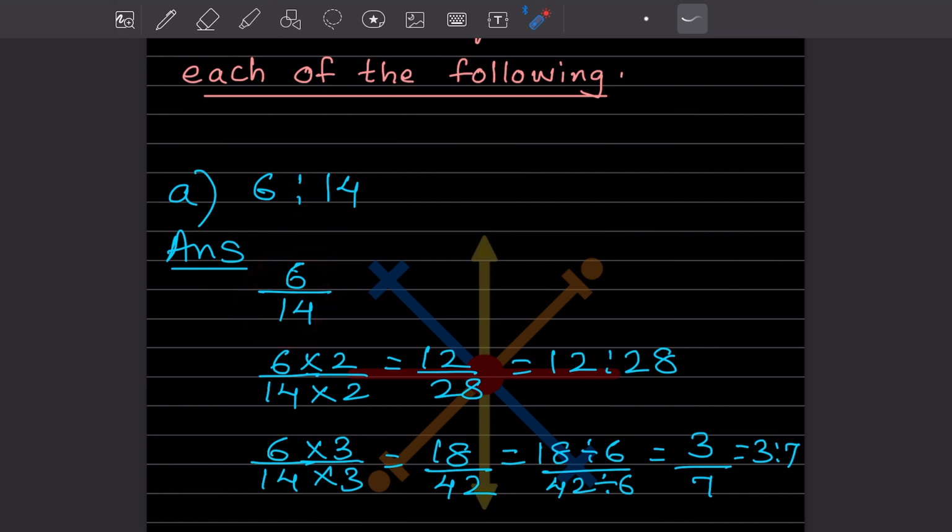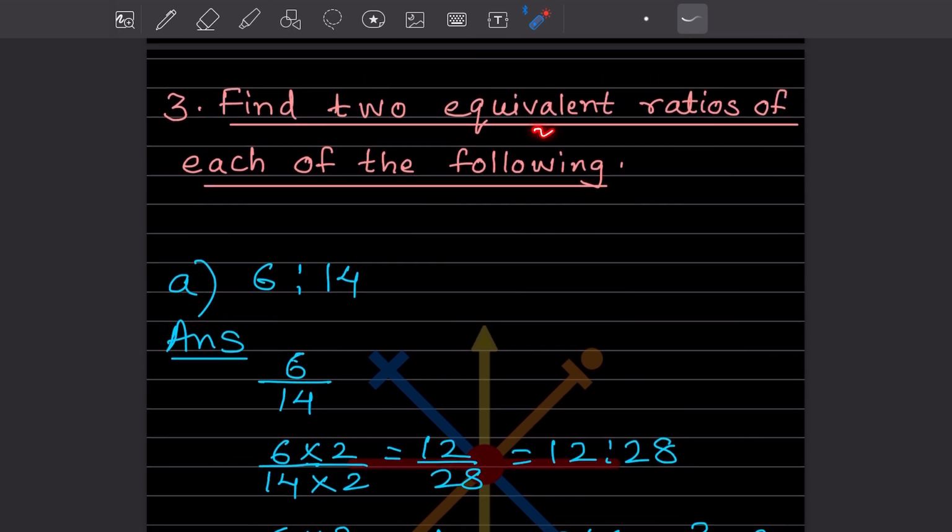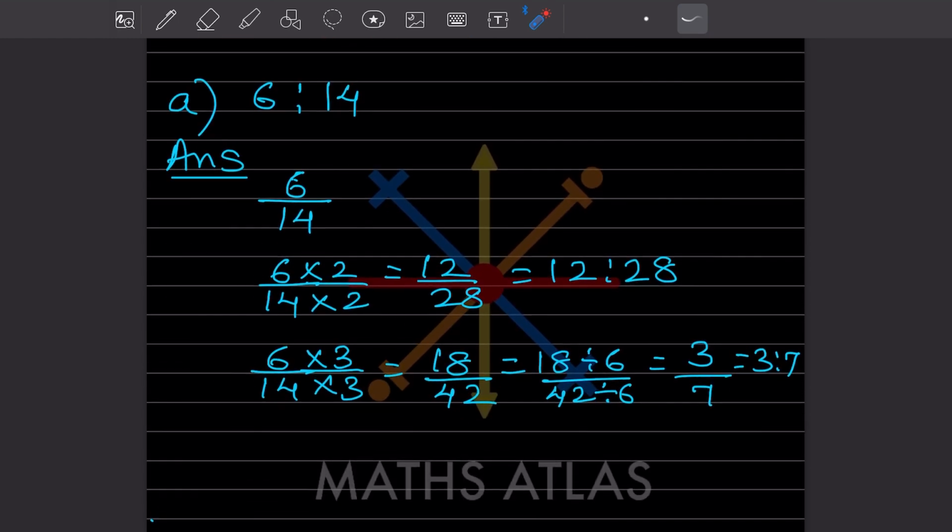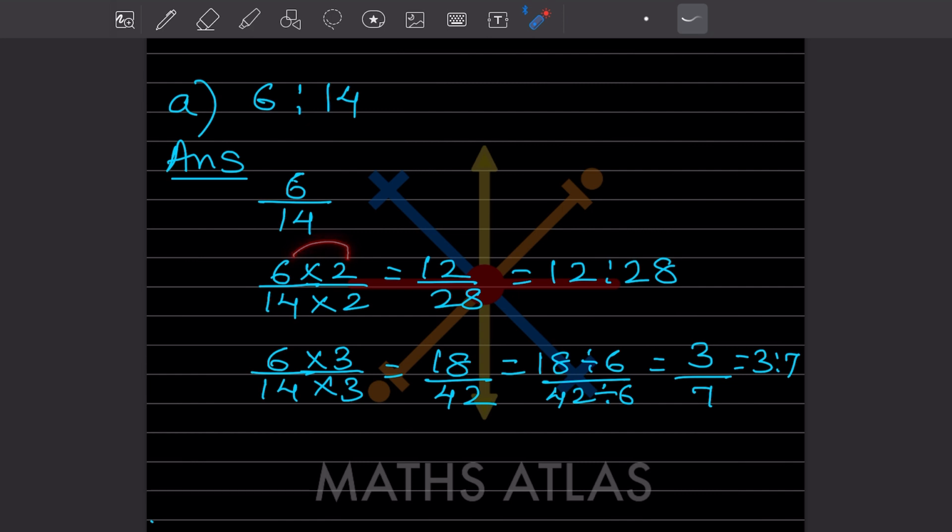And what are you going to do? What did they ask for here? Equivalent ratio. So we'll multiply this by 2. If you multiply this by 2, this also should be multiplied by 2. So that is going to be 12 by 28, which is 12 is to 28, because we want it in the form of a ratio.